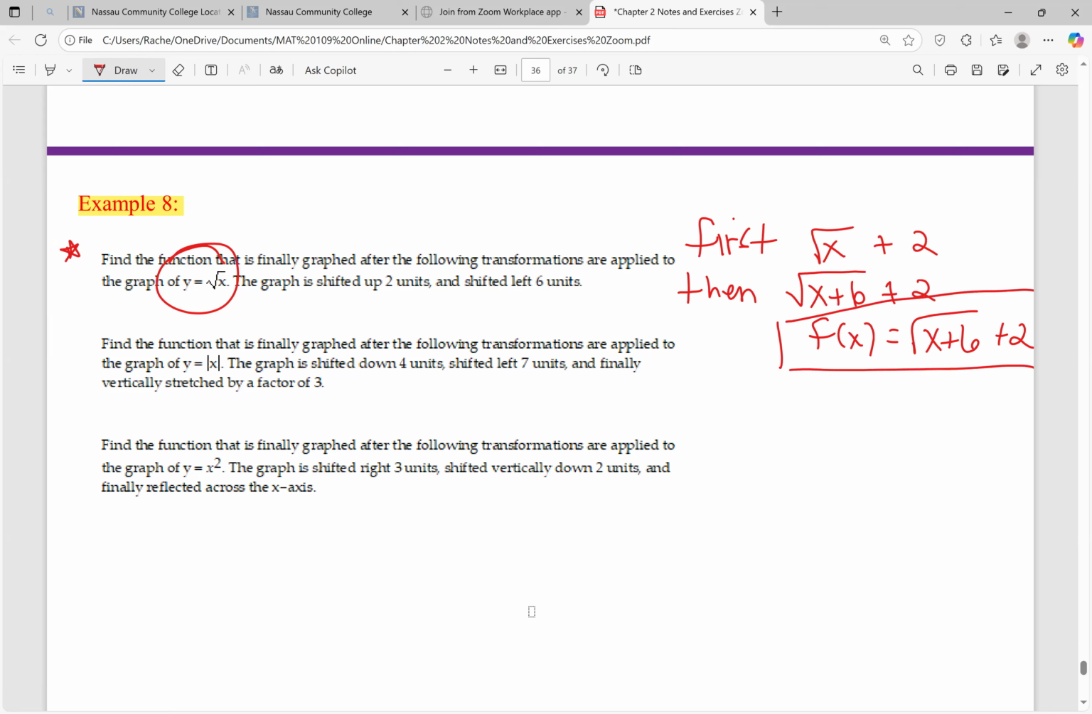And you could check this by graphing it. So you'll see that the square root of x, our square root function, is going to shift up 2 units and to the left 6 units. Let's look at the next one.